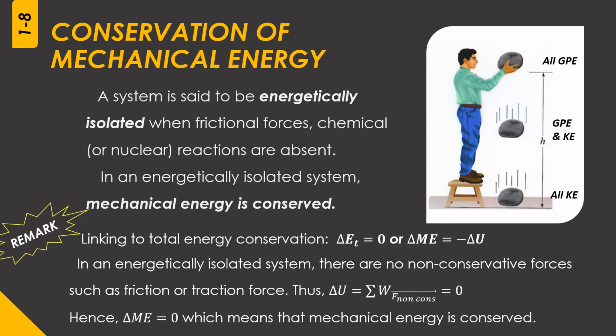Notice the mathematical flow here, okay? Thus, notice we said here, delta ME equals minus delta U. Now, delta U is summation of work of non-conservative forces, as you have seen in the previous slide. When this is 0, then delta ME becomes 0. Hence, mechanical energy is conserved.